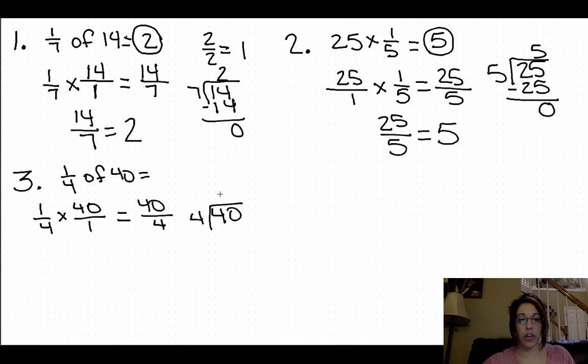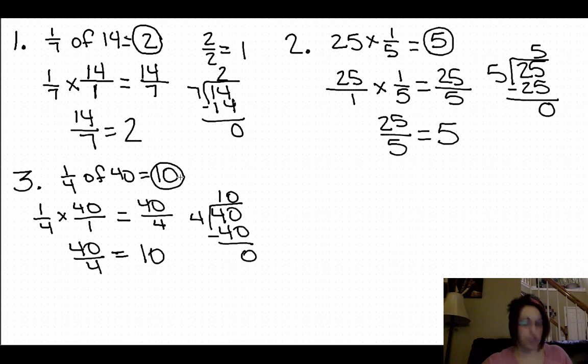4 will go into 40 10 times. 10 times 4 is 40. And we end up with 0 left over. So 40/4 equals 10. It is a whole number, so we do not have to simplify.